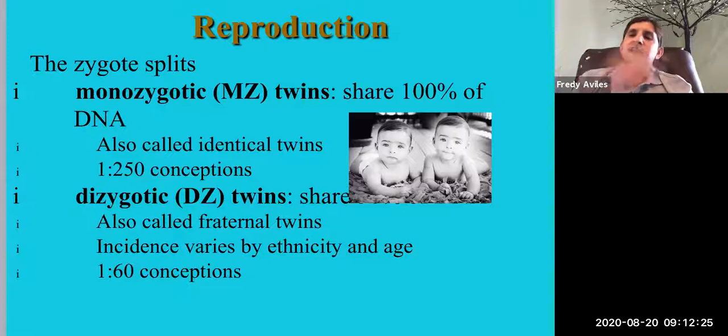You get half your genetic information from your dad and half from your mom, okay? And dizygotic twins only share 50% of their genetic information. Okay, let's keep going. More about reproduction.